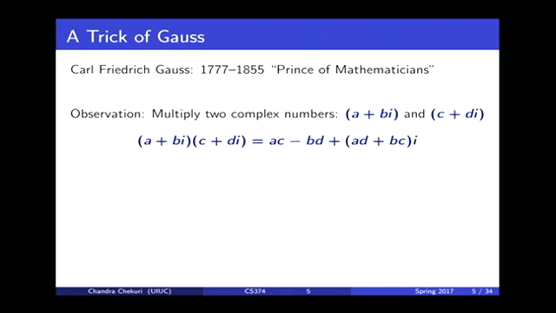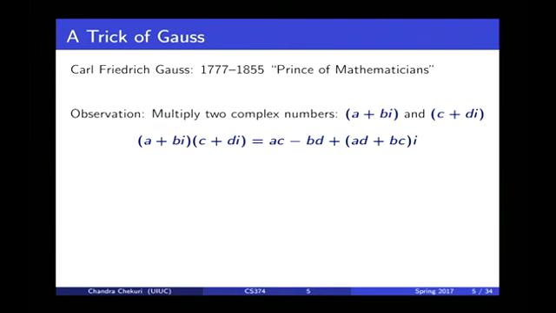So let's think about two complex numbers, a plus bi, where b is the imaginary part, and c plus di. How will we multiply them? This is the definition: a times c, plus bi times di is bd times i squared, which is minus 1. So it is ac minus bd, plus (ad plus bc) times i. It doesn't matter if you know complex numbers or not, that's the definition.